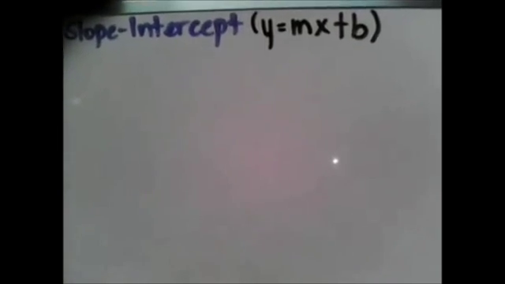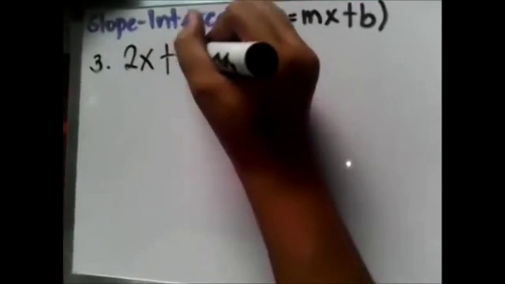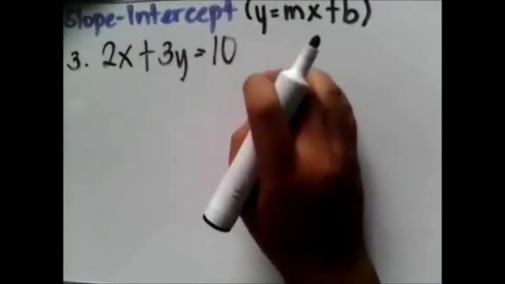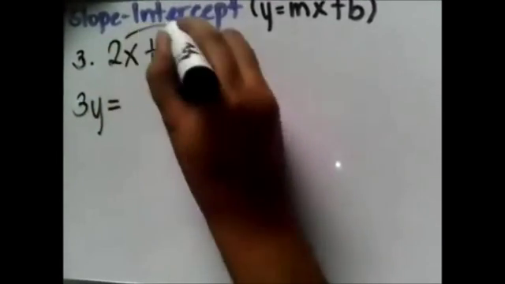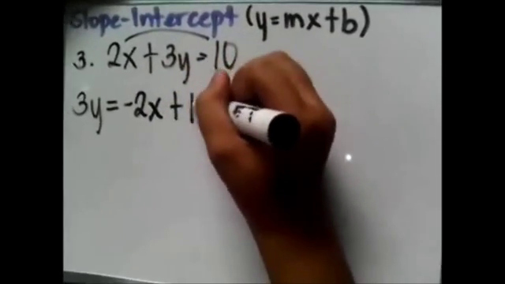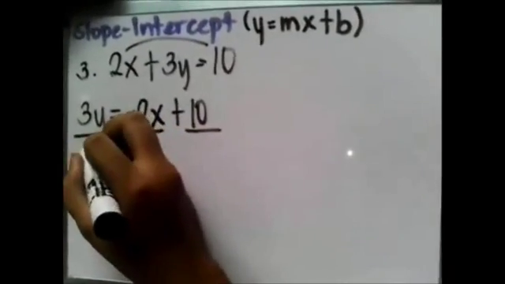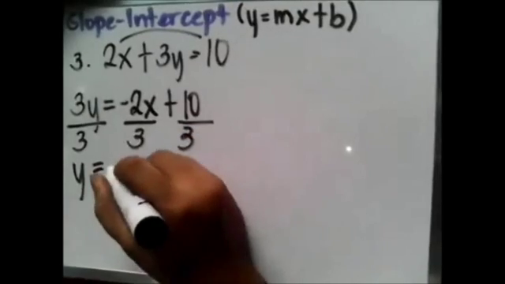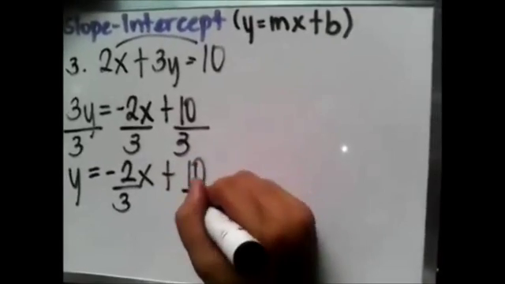Let's now have our third example. 2x plus 3y is equals to 10. So first, we need to make this into a slope-intercept form. So it will be 3y is equals to transpose 2x. So it will be negative 2x, then bring down 10, plus 10. Then divide both sides by 3. Y is equals to bring down negative 2/3 x plus 10 over 3.